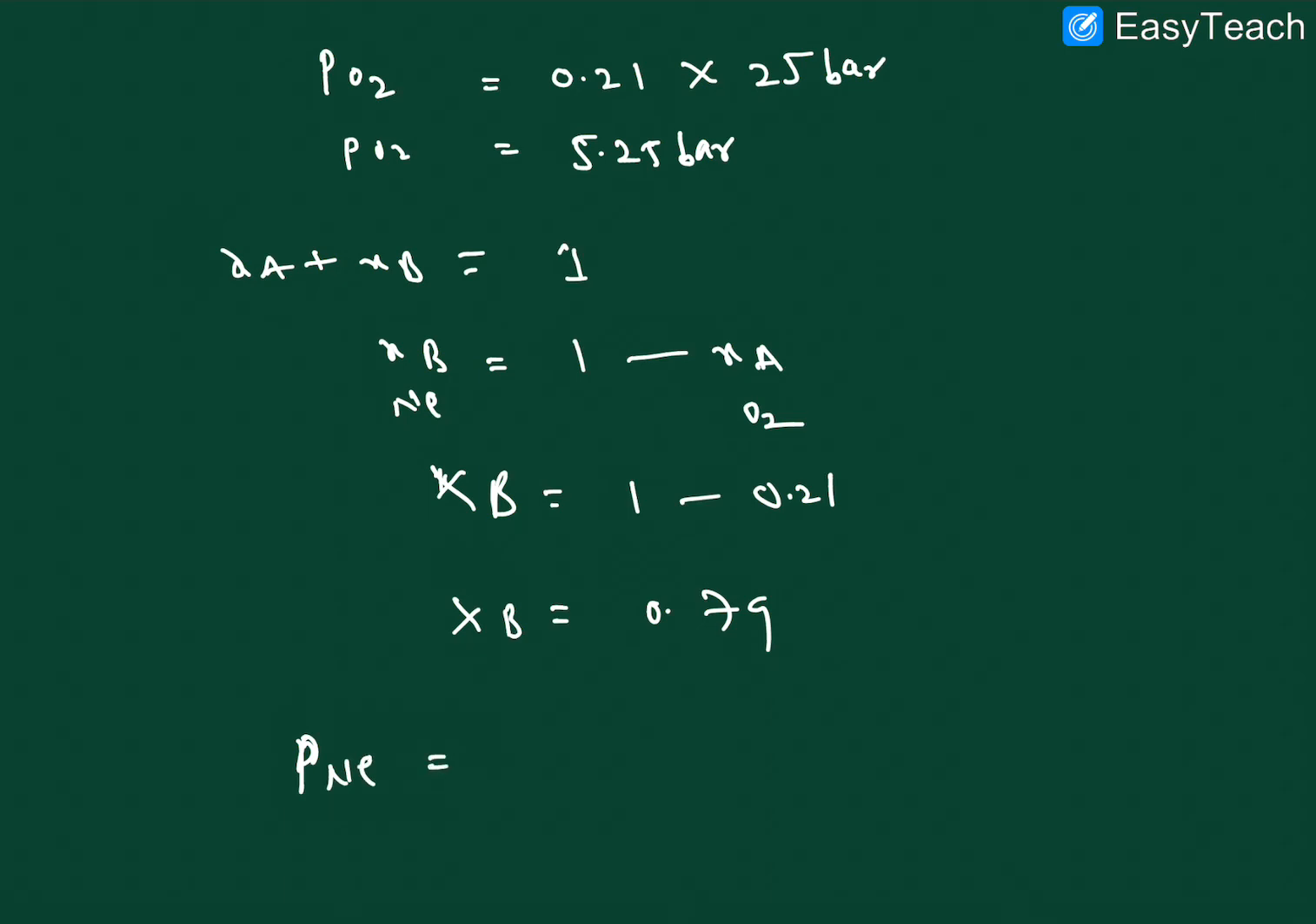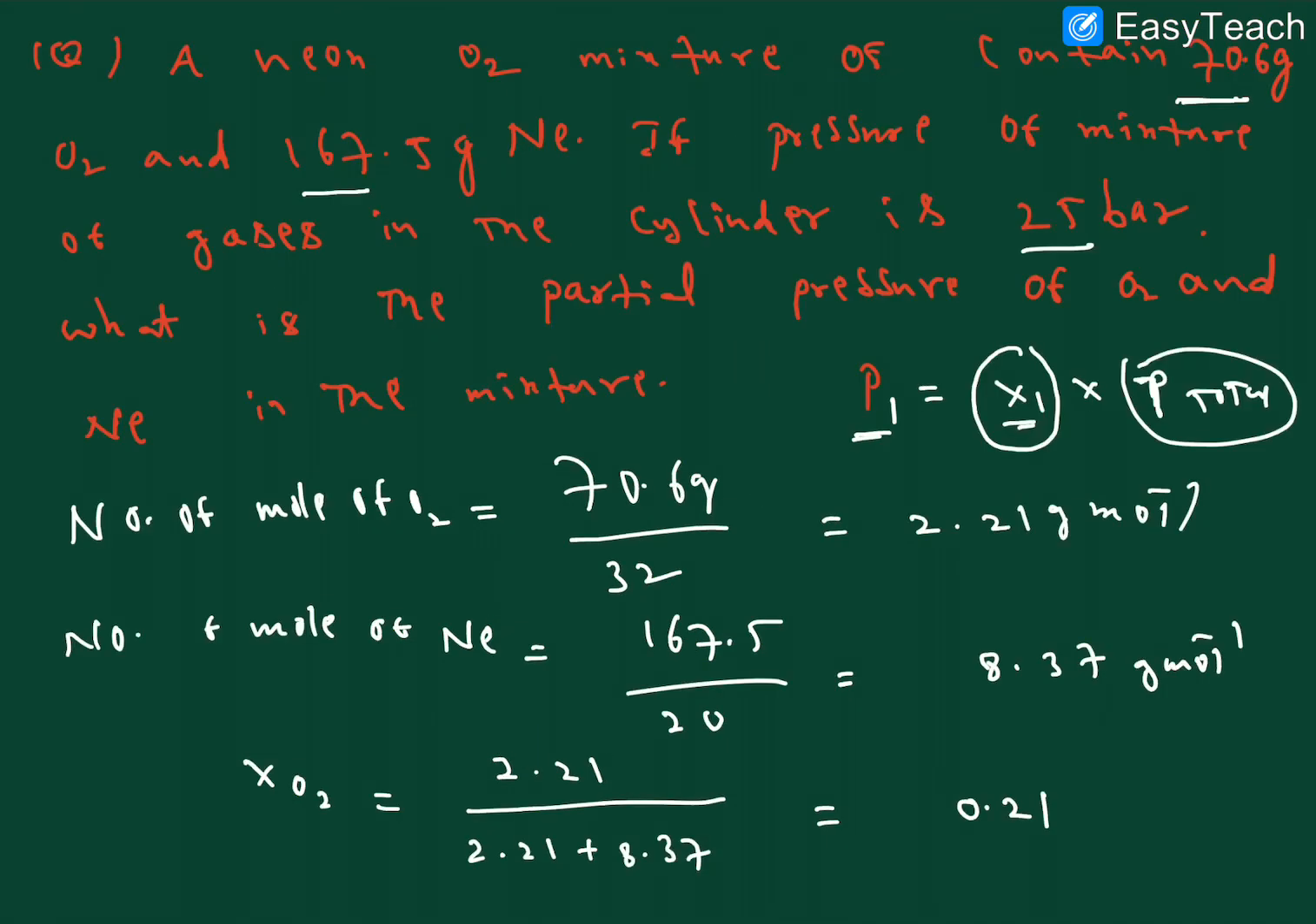So now we can calculate the partial pressure of neon. The partial pressure of neon is equal to the mole fraction, 0.79, into the total pressure, 25 bar. That equals 19.75 bar. So this is the partial pressure of neon. I hope it is clear. This is the information regarding Dalton's law.